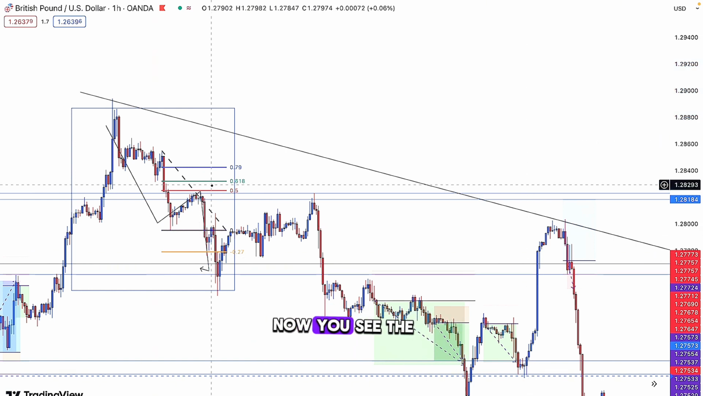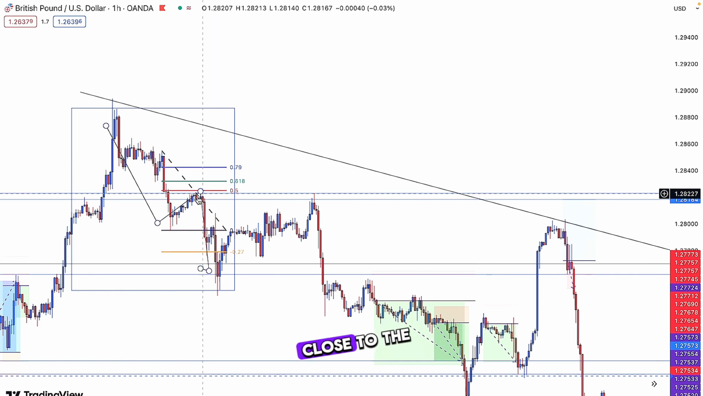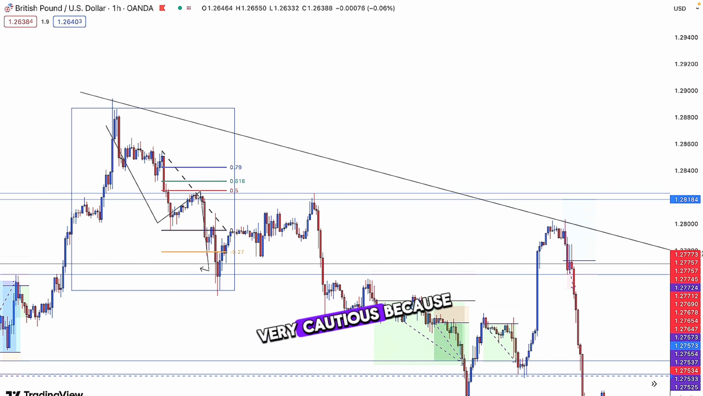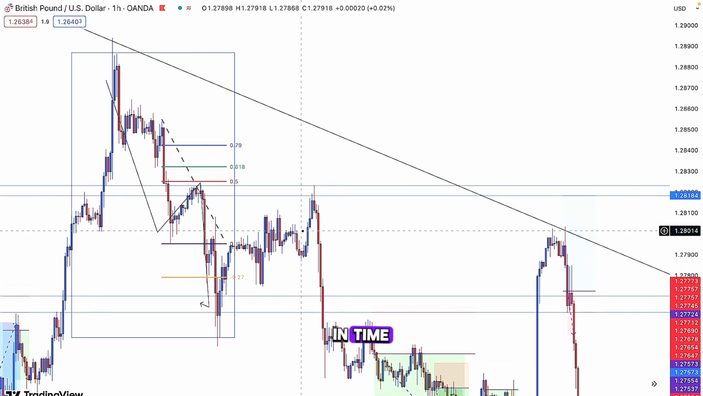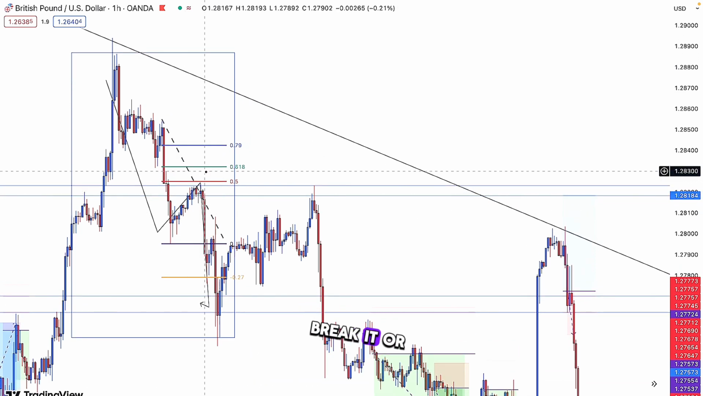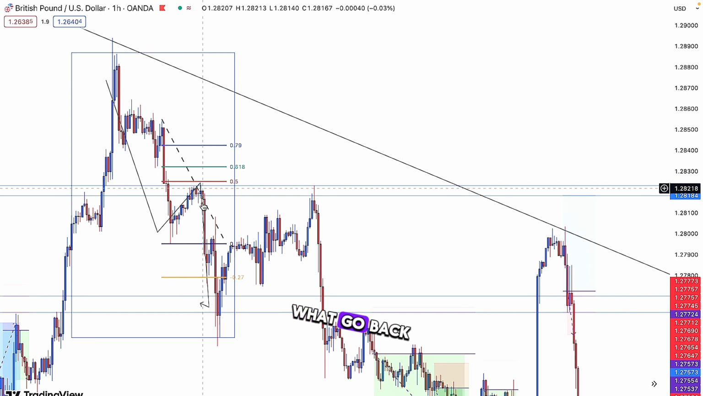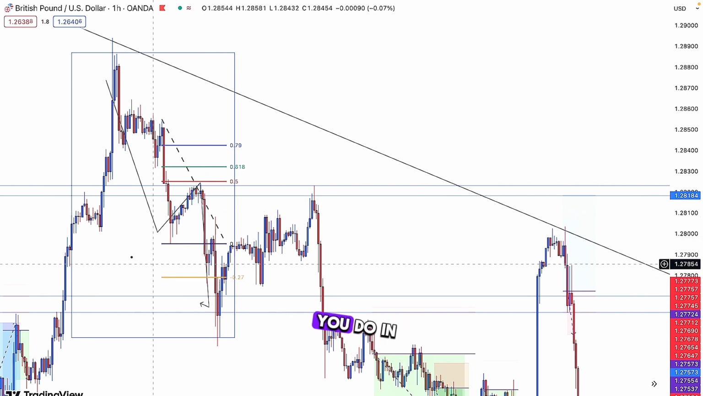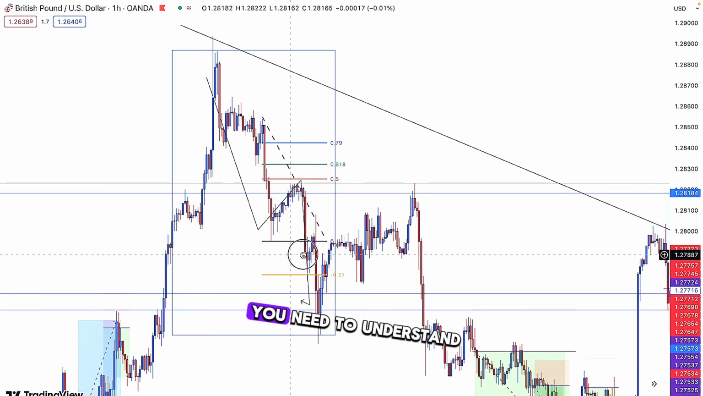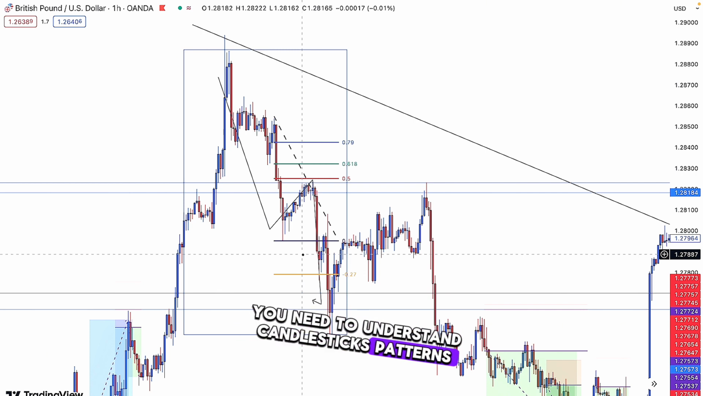Now, you see the 50 fib is very close to the candles. Now you need to be very, very cautious, because at this point in time, it is either it's going to break it or it is going to what? Go back down. What do you do in this case? You need to understand candlestick patterns.